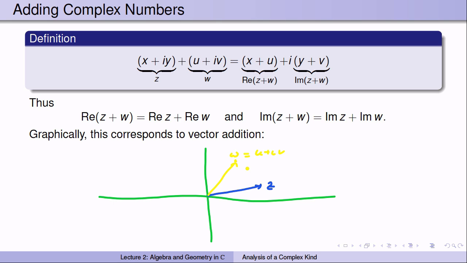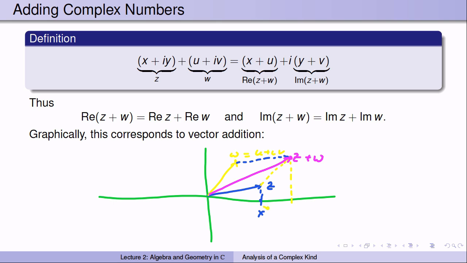If we wanted to add these two vectors, all we would have to do is move the beginning of z to the end of w and complete this parallelogram that you can see right here. And the vector in the middle, the diagonal vector, corresponds to the vector z plus w. So this point right here is z plus w, and what we've done there is indeed add the x of z and the u of w.